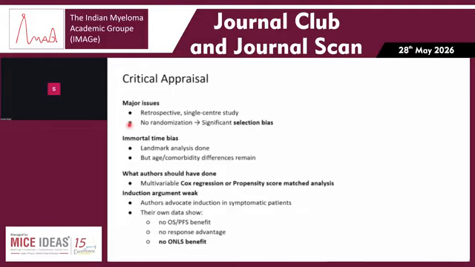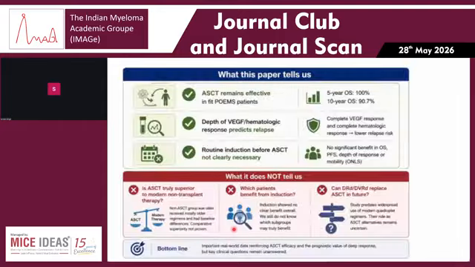But there are some issues, like it's a retrospective single-center study, and no randomization was done. They have handled immortal time bias, but age and comorbidity they have not taken into consideration. So probably Cox regression or propensity score matched analysis should have been done. The authors have said that induction should be preferred in symptomatic patients. However, in their own data, they could not demonstrate that induction is showing any kind of benefit. So this is in a nutshell whatever I have discussed. So that's all from my side. Thank you.